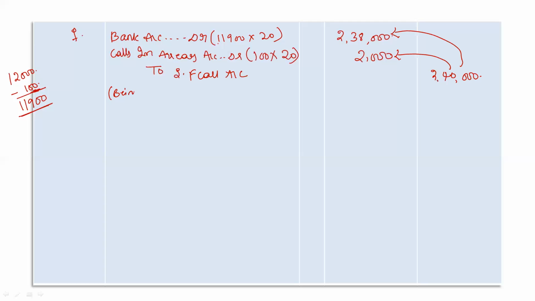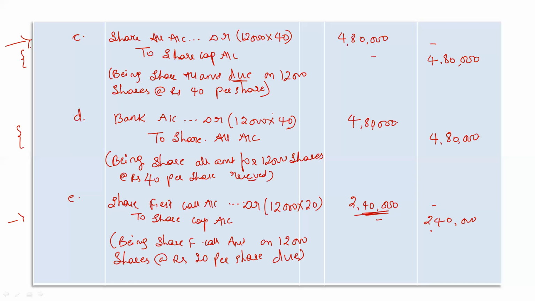You can write the narration as being share first call amount for 11,900 shares received, and calls in arrears occurred for 100 shares. Right? So we have now done both the entries on first call process.